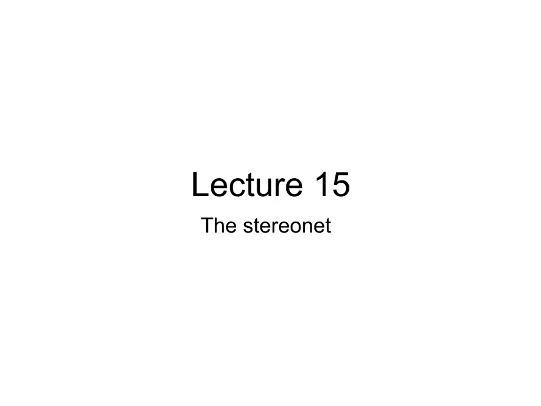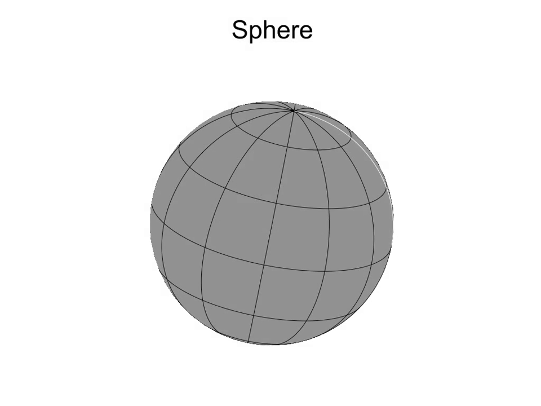Lecture 15 is about the stereonet. This is a graphical tool used by structural geologists to represent orientation data in 2 dimensions. We can understand the stereonet more easily if we first think about a sphere. Imagine an observer standing at the center of a large hollow glass sphere.